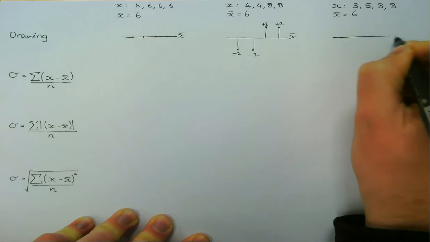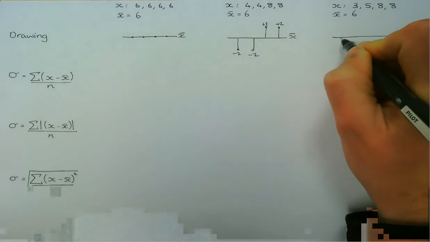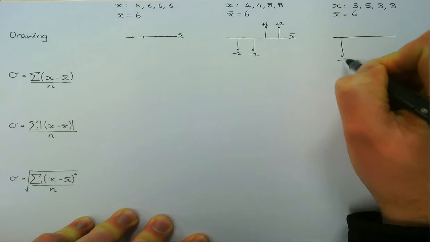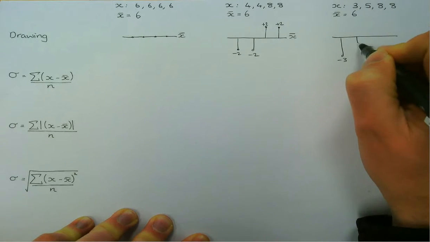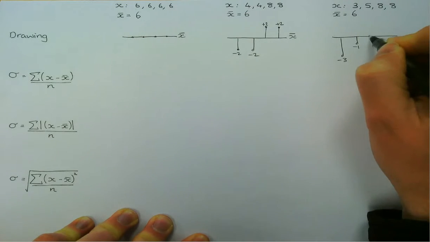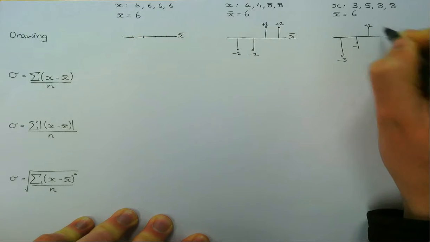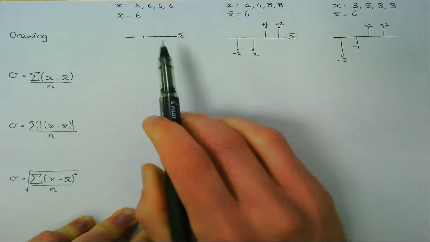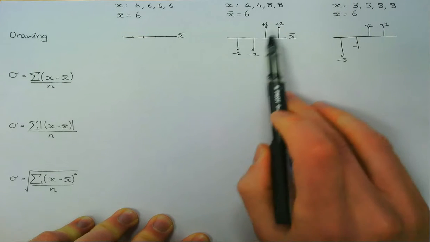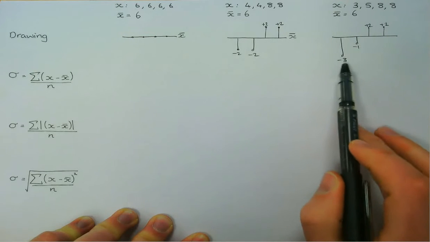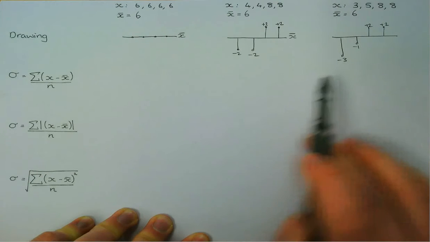And if we draw this one, so we've got 3 below the mean, so let's just try and draw that a little bit further to emphasize that. 5 is just 1 below, so let's do that, and the 8s, well, they're the same as before, so let's pop those on there. So when we look at this data, we can say, well, there's no spread here. This data is spread out from the mean, and this one's even more spread out. We've got a much further spread on this one.